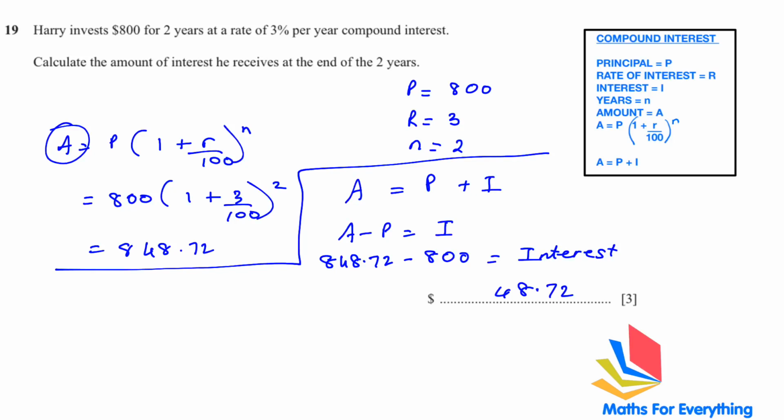In these type of questions, you need to know the formula and you need to read the question correctly. If they had asked to find only the amount, this would have been our answer. But they ask us to find the interest. That's the reason we had to use the second formula.